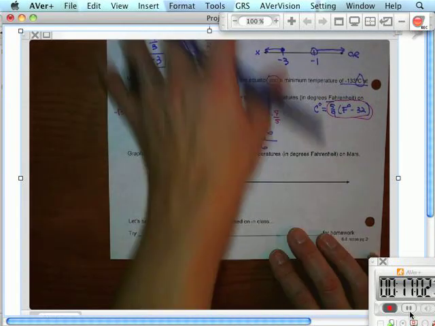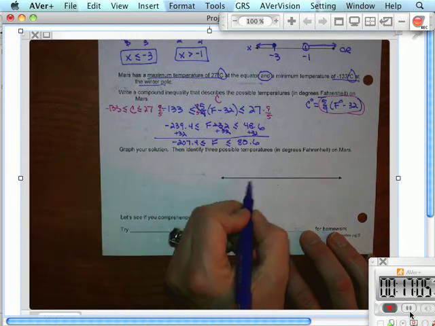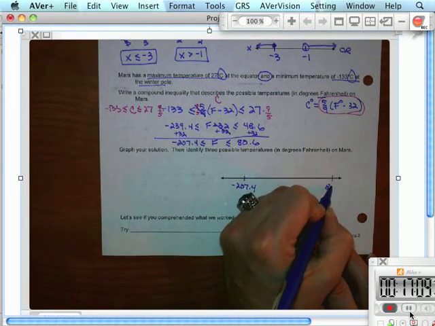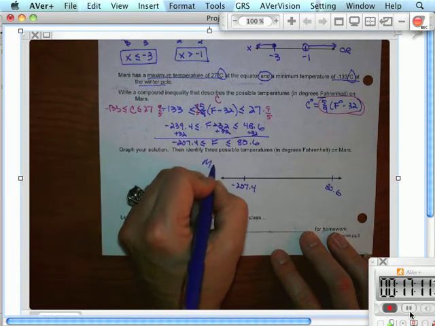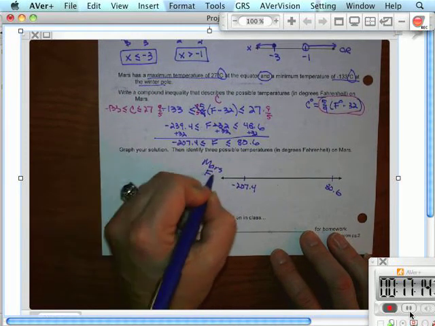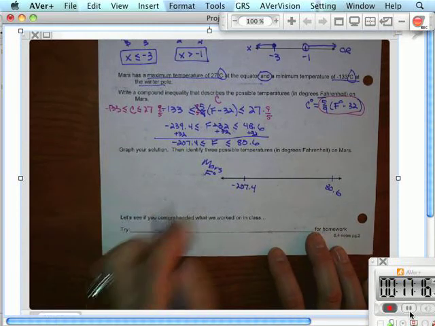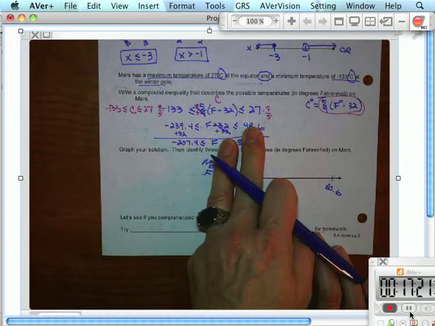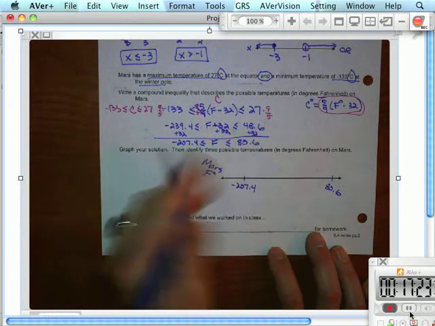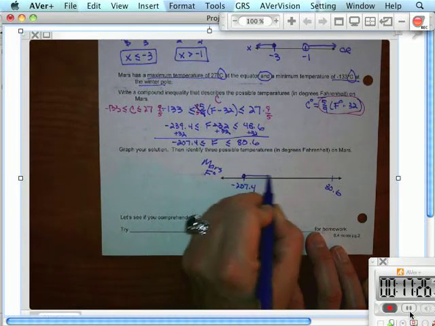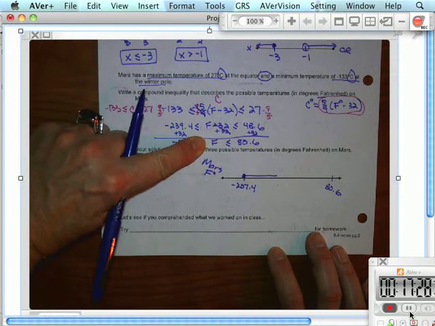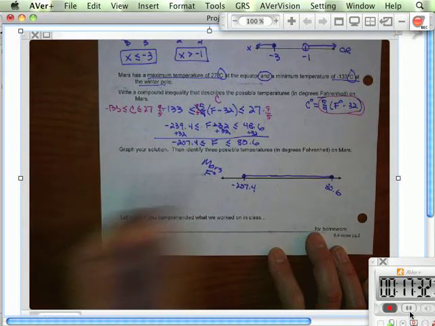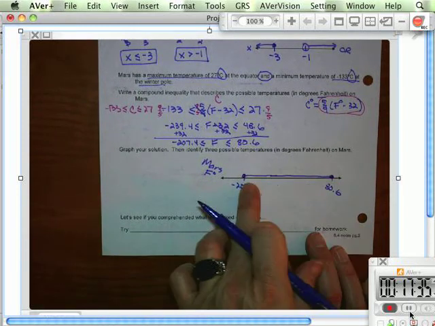So I'm going to graph these two numbers right here. Negative 207.4, 80.6, this is Mars in Fahrenheit degrees. Okay, this one right here, I'm graphing that. It's greater than or equal to negative 207.4, so I put a solid dot, and it's this way, but it's also less than or equal to 80.6, solid dot this way, and there we go. All these temperatures in between here could be a temperature you could find on Mars.